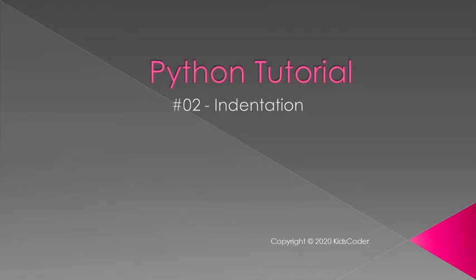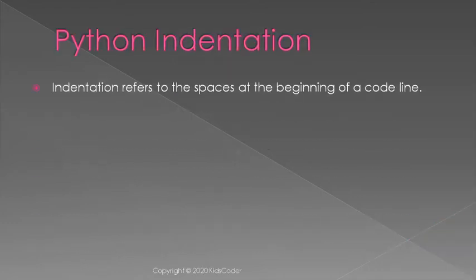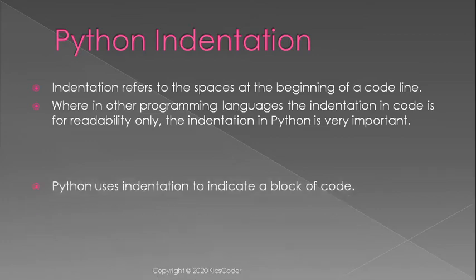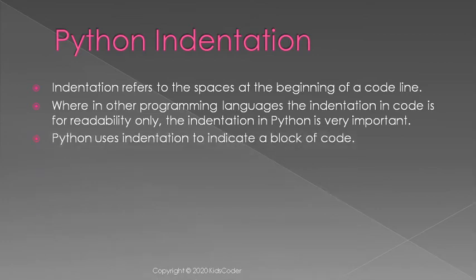In this video, we are going to be talking about Python indentation. Indentation refers to the spaces at the beginning of a code line, where in other programming languages, the indentation in code is for readability only. The indentation in Python is really important. Python uses indentation to indicate a block of code.